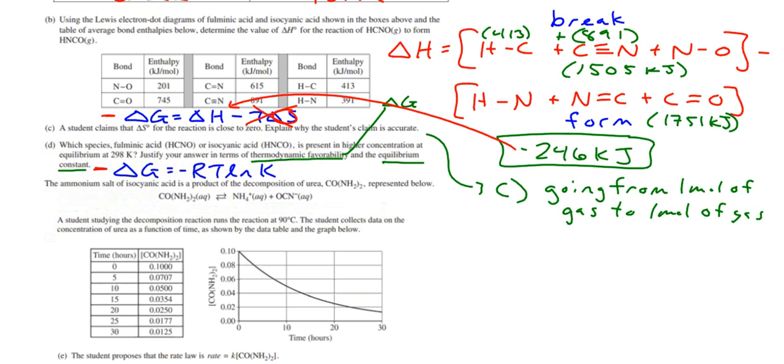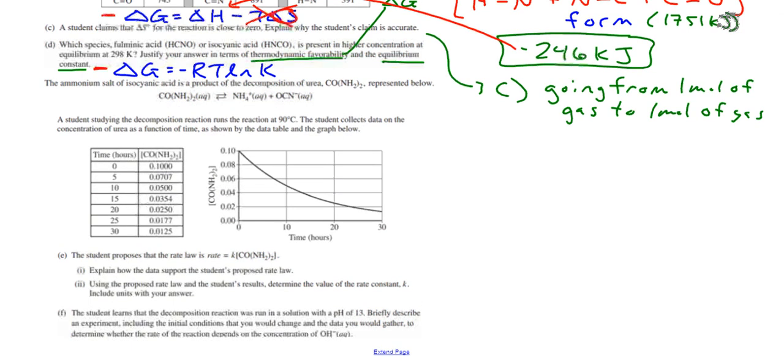All right. Now, we had done that. We had not done this. So to finish it up, now we transition into something completely different. It says ammonium salt of the isocyanic acid is the product of the decomposition of urea. Represented below, a student studying the decomposition reaction runs the reaction at 90 degrees. Student collects data on the concentration of urea as a function of time, as shown in the table and the graph. E, the student proposes that the rate law is rate equals K times the CO and an H2O2. I, explain how the data support the student's proposed rate law. Okay. Here's the trick.